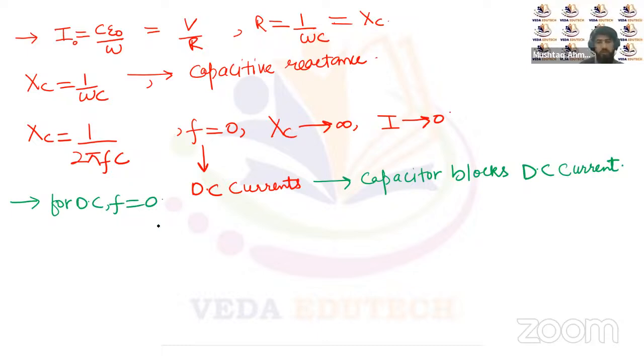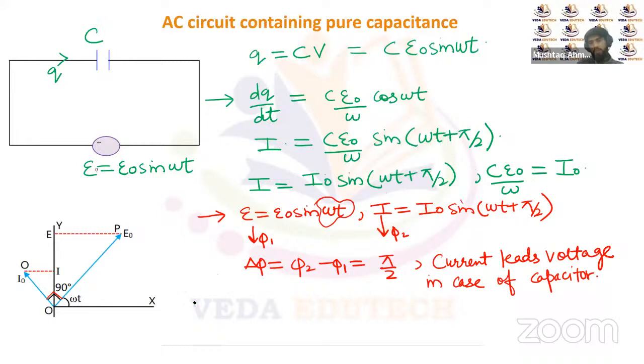Now if we plot between reactance and the frequency for this capacitor, then this will be the behavior of this impedance, right? So this is the frequency versus capacitive reactance graph for a pure capacitive circuit. So in case of a pure capacitive circuit, we concluded that current leads as compared to the voltage, right?